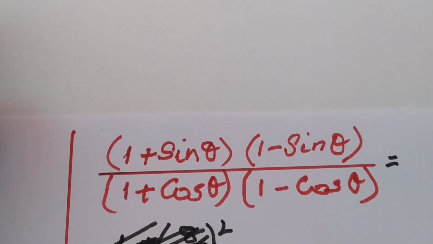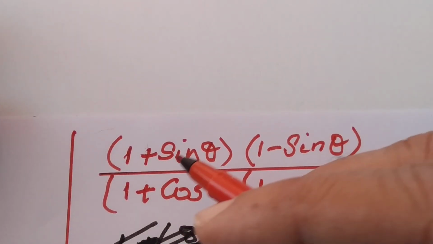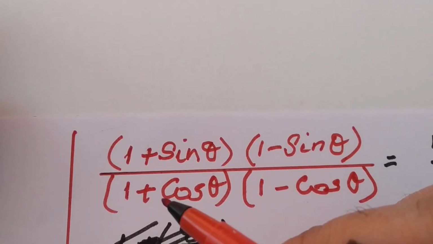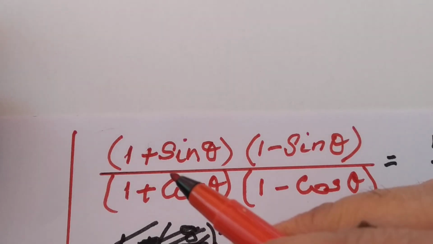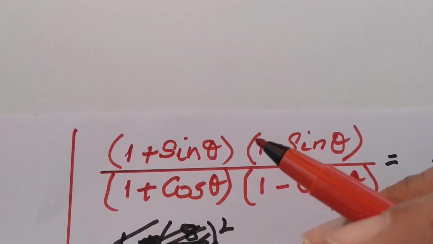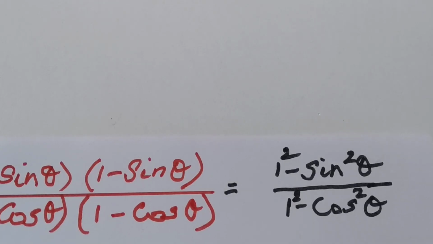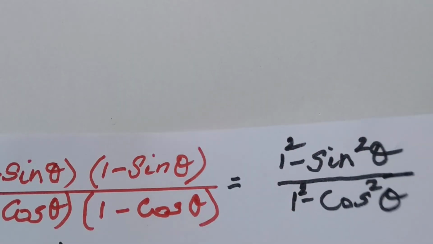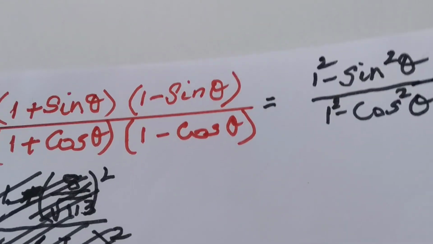Isn't this in the form (a plus b) into (a minus b), both in the numerator as well as in the denominator? Where a is 1 and b is sine theta, so it's like (a plus b) into (a minus b). Here also in the denominator, (a plus b) into (a minus b). We know that (a plus b) into (a minus b) is a squared minus b squared. So can't we write the numerator in that form, a squared, that is 1 squared, minus b squared, sine squared theta, divided by the same for the denominator, 1 squared minus cos squared theta.